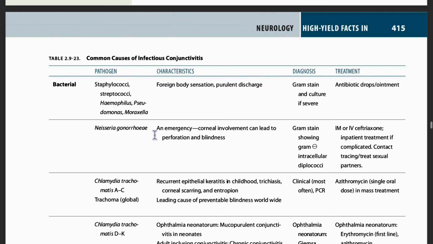Neisseria gonorrhea. It is an emergency, corneal involvement can lead to perforation and blindness. Diagnosis: gram stain showing gram negative intracellular diplococci. So IM or IV ceftriaxone. Inpatient treatment if complicated, contact tracing and treat sexual partners as well.